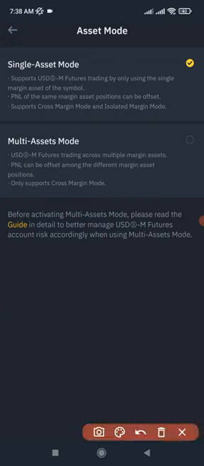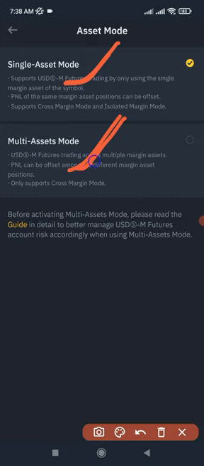Okay, so if you have USDT in your account, by default you are only supposed to trade USDT pairs. But when you select the multi-asset mode, you will now be trading BUSD pairs and then USDT pairs. But the problem here is that if you switch from single asset mode to the multi-asset mode, your account will automatically be on cross margin. You will not be able to switch between cross and isolated.